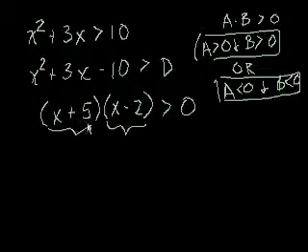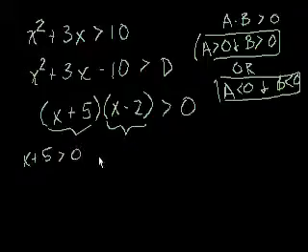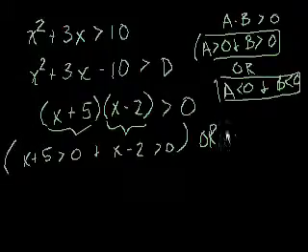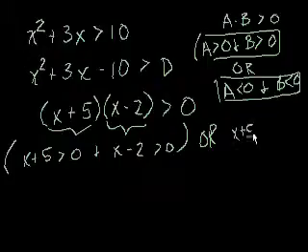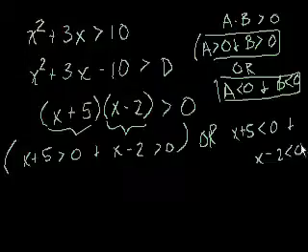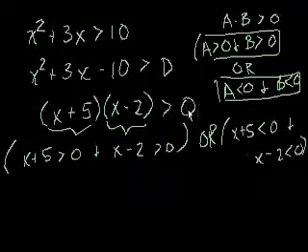So we know that either both of these are positive, so x plus 5 is greater than 0 and x minus 2 is greater than 0. Or, now this is a little confusing, but if you work through these problems, it actually makes a lot of sense. Or, they're both negative. Or x plus 5 is less than 0 and x minus 2 is less than 0. I know that's confusing, but just think of it in terms of we have two expressions. They're either both positive or both negative, right? Because when you multiply them, you get something larger than 0.